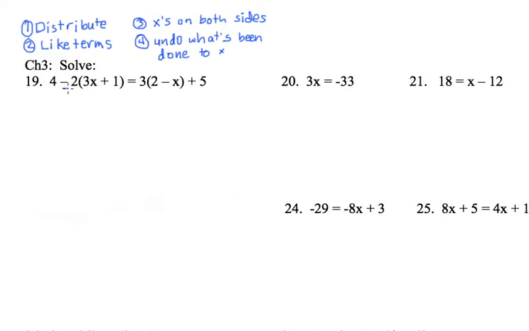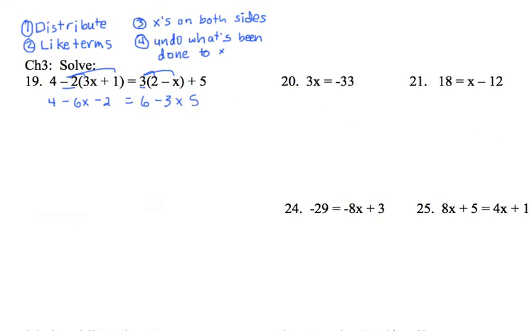So that means I'm going to take my negative 2 and distribute it. And over here, I'll take this 3 and distribute it. So I'll have 4, and then negative 2 times 3x is negative 6x. Negative 2 times 1 is negative 2. And then over here, 3 times 2 is 6. And then 3 times negative x is negative 3x.